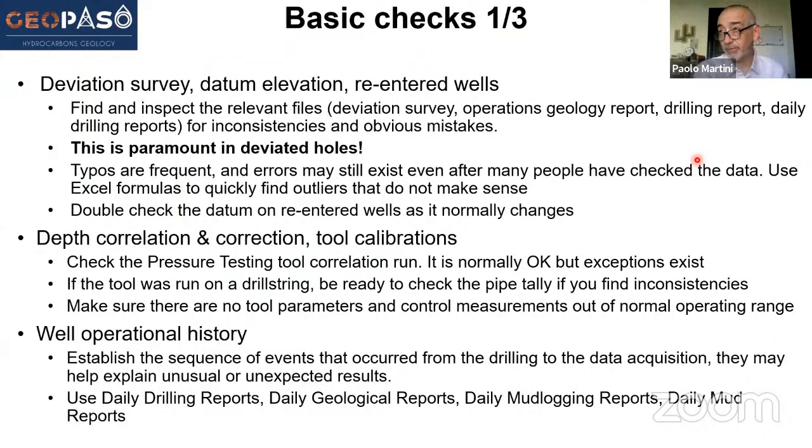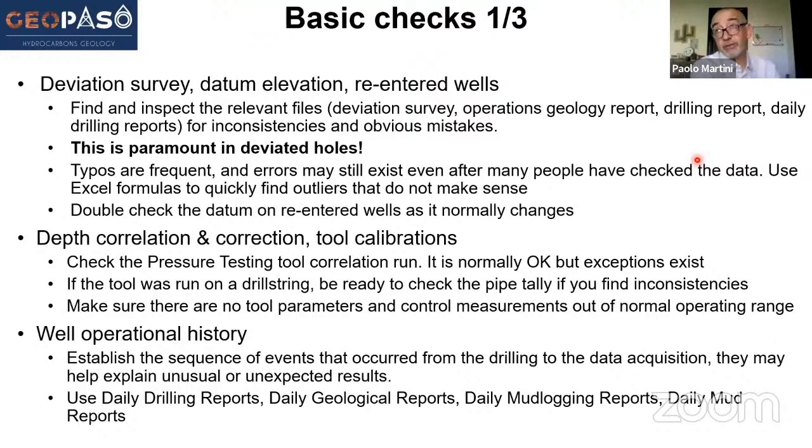So you can, for example, when you have your data in an Excel file, easily use formulas to find obvious outliers that don't make any sense. They should not be there, and you should look for a solution. And also for re-entered wells, of course, the datum for a re-entered well might not be the same as the original when the well was drilled. So it's always good to reconcile the two datums in order to avoid mistakes.